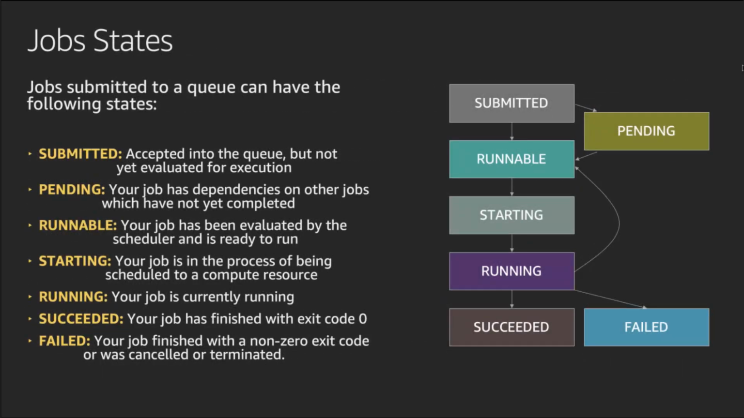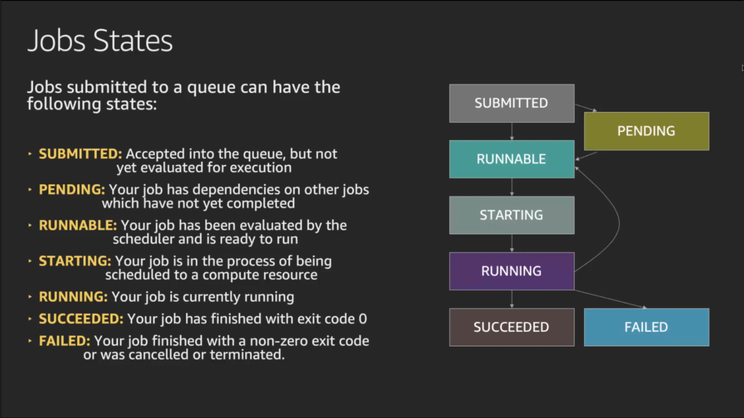Job states. So what happens once you submit a job to a queue? Once it goes into a queue, it runs through these states, beginning with the submitted state. Once you submit the job, it goes into the job queue, it's accepted, but it hasn't been evaluated yet for execution. Now, if there's a dependency on another part of a job to finish before it runs, then it would go into a pending state.